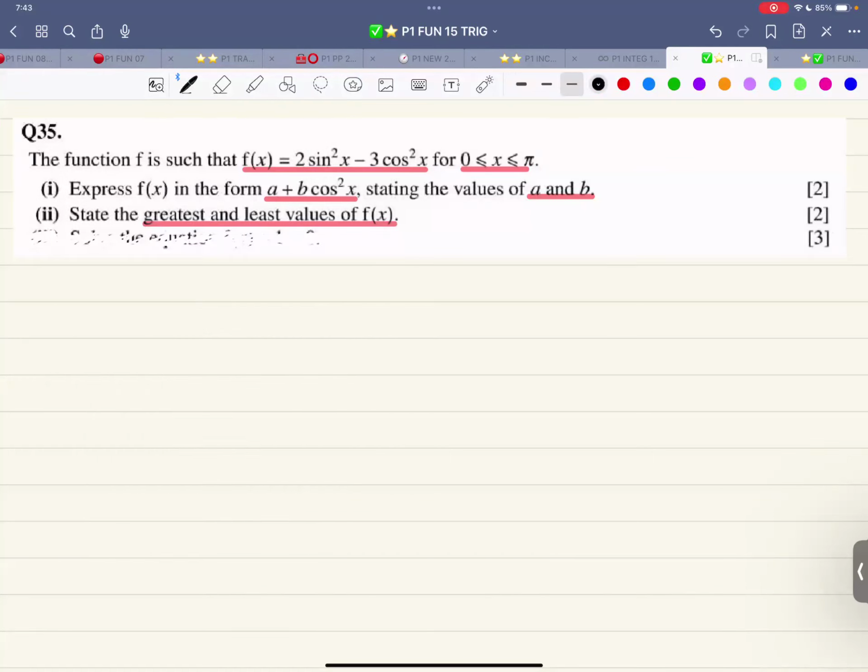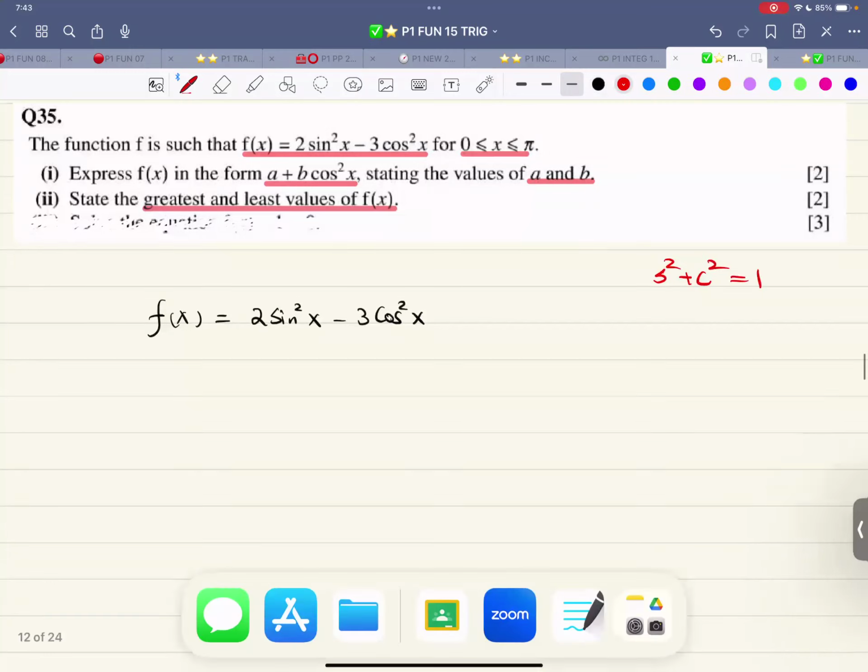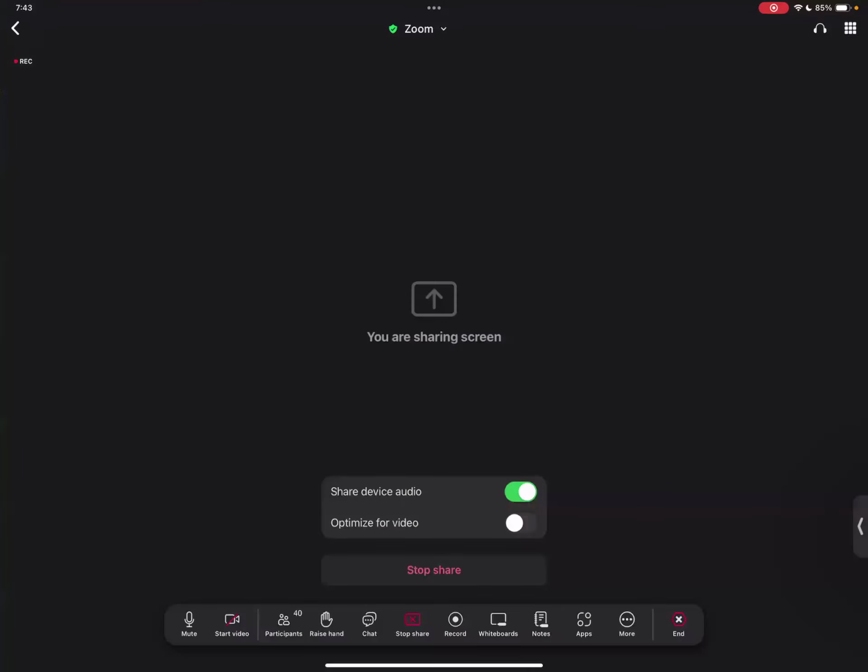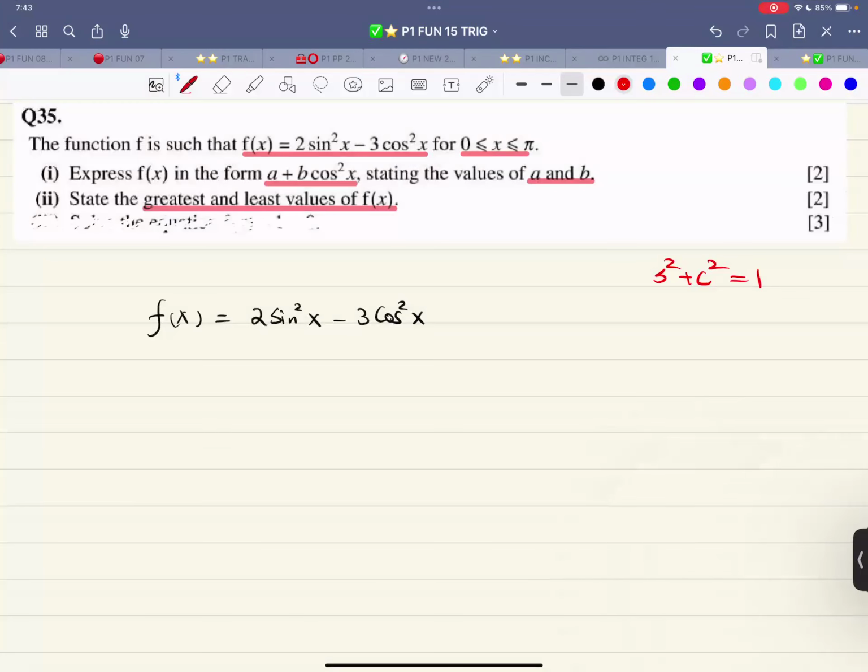So now f(x) is equal to 2 sine square x minus 3 cos square x. We want everything in cos square. So we know that sine square plus cos square equals 1. Let me just double check one thing. The voice is all clear? Perfect. So sine square plus cos square equals 1.